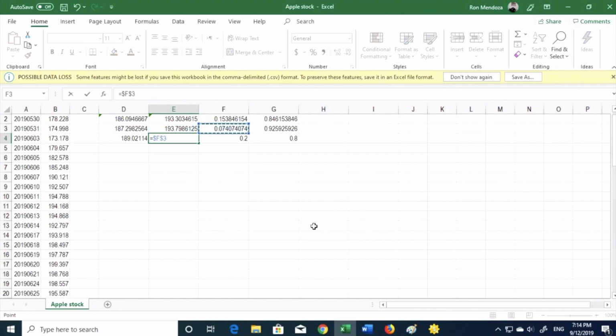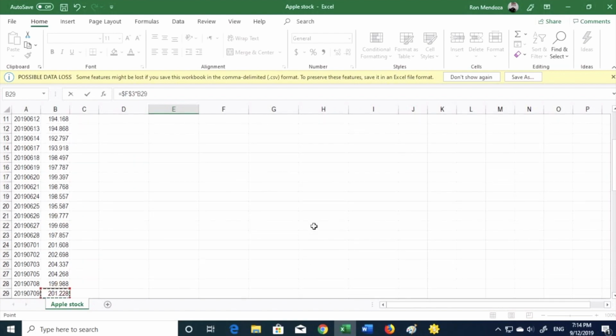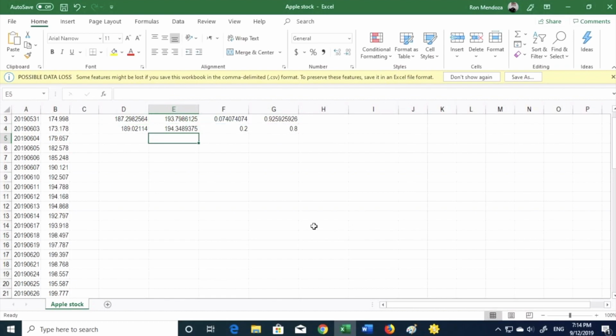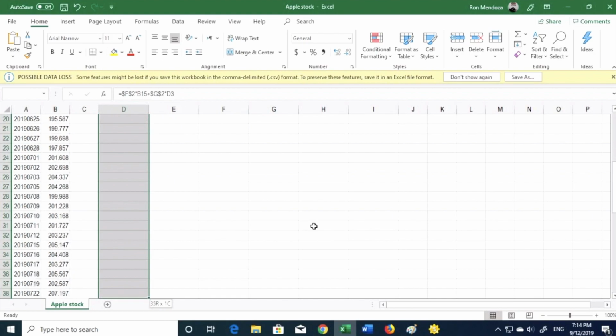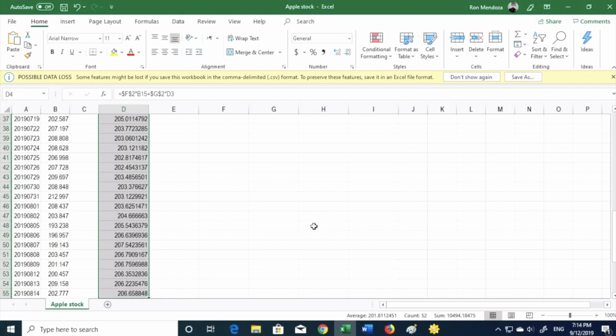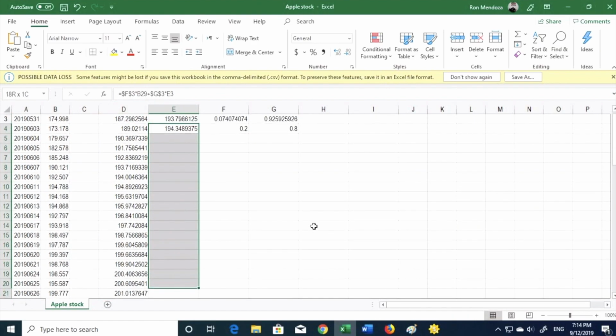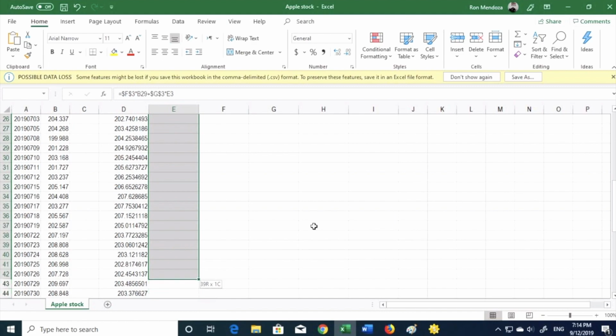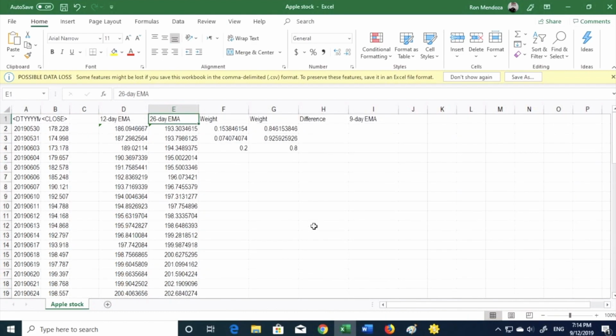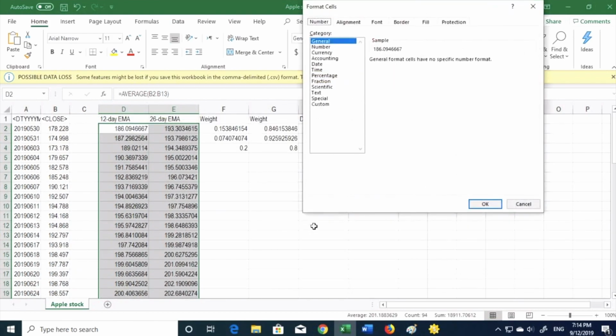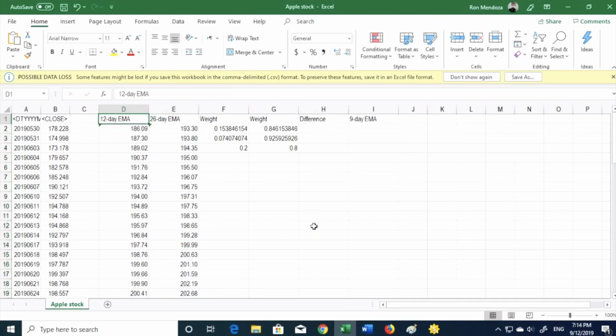Now we just fix this one here, fix the cells, so that when we copy it down, it's not going to differ in value. Right, now we can copy it. Alright, we just adjust the decimal places to 2.